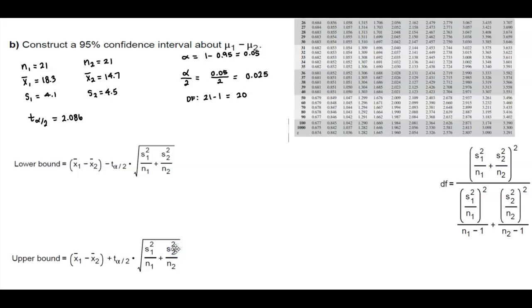So let's find the lower bound. The lower bound is going to equal the mean 1, which is 18.3, minus mean 2, which is 14.7, minus the critical value of 2.086 times the square root of the standard deviation for 1 squared over the sample size of 21 plus 4.5 squared over 21. Now we can go ahead and put this into our calculator.